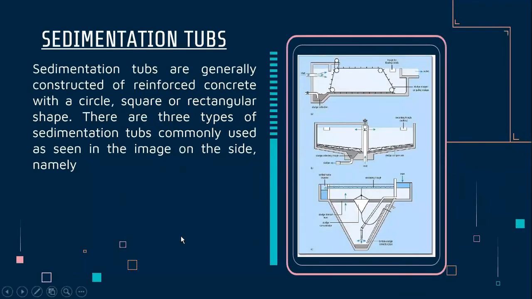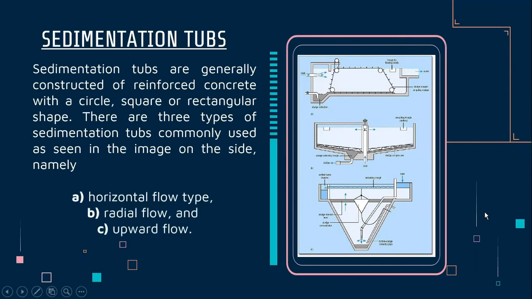Okay, so now I will explain the sedimentation types, or sedimentation basins. Sedimentation basins are generally constructed of reinforced concrete with a circular, square, or rectangular shape. There are three types of sedimentation basins commonly used, as seen in the image on the side. The top one in the picture is the horizontal flow type, the middle one is the radial flow type, and the lowest one is the upward flow type. Okay, next.